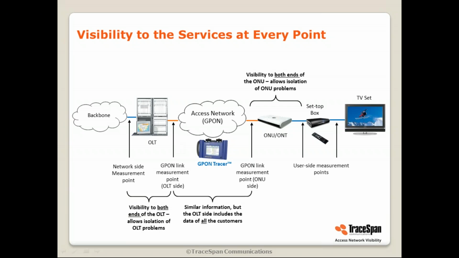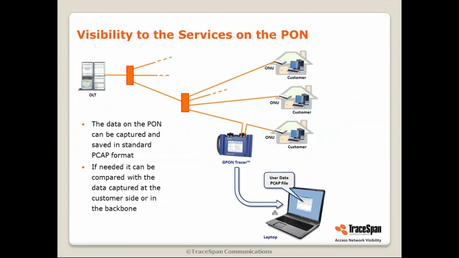Now, the concept we're talking about today is based on a test device which is proposed by Tracemann. It's called the GPON tracer, and this gives you the visibility to the services on the fiber itself, and thus adds these 2 points that give you the end-to-end picture. So let's see how it is done.